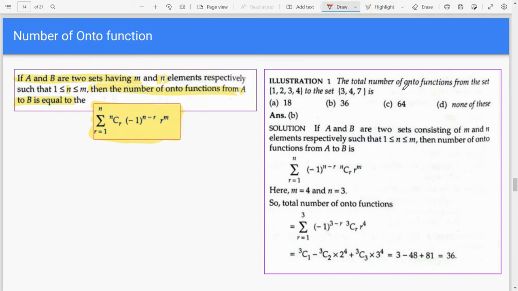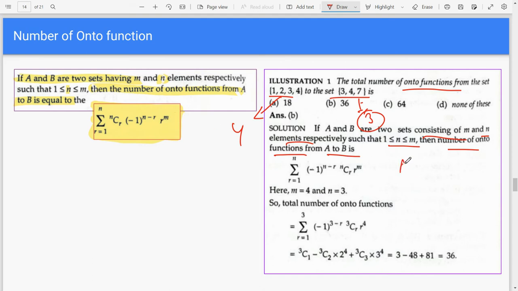So the total number of onto functions from the set A to set B. This is set A, which has 4 elements, and this is set B, which has 3 elements. A and B are two sets consisting of m and n elements, where n should be less than or equal to m. Then the number of onto functions from A to B is the sum of nCr times minus 1 to the power n minus r, times r to the power m.